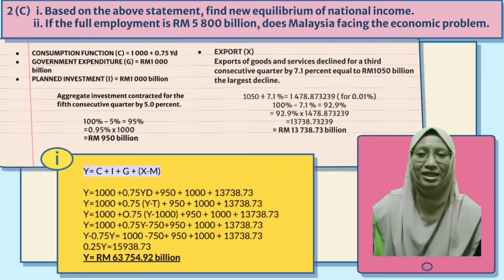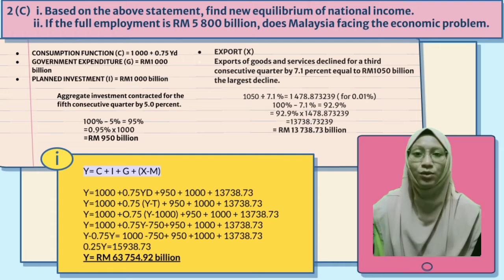The consumption function is 1,000 plus 0.75 YD from the answer to question B. Next, the value of government expenditure and investment is 1,000 billion ringgit. Based on the statement, aggregate investment contracted for the 5th consecutive quarter by 5%. So we need to find the value of investment after contraction, which is 95%, and the answer is 950 billion ringgit.